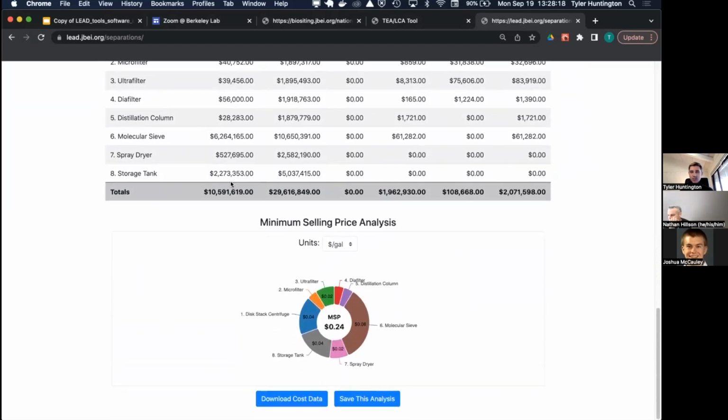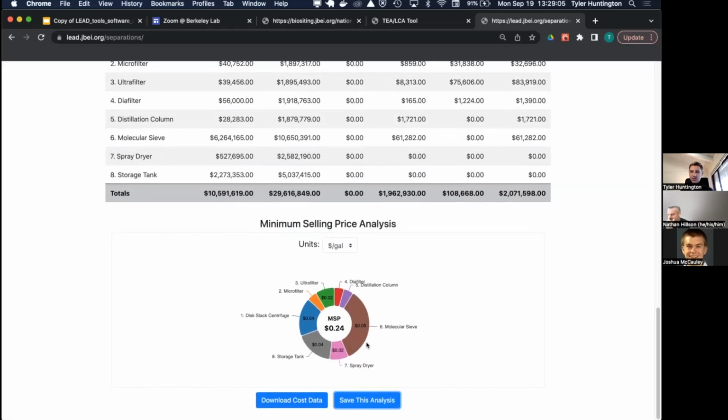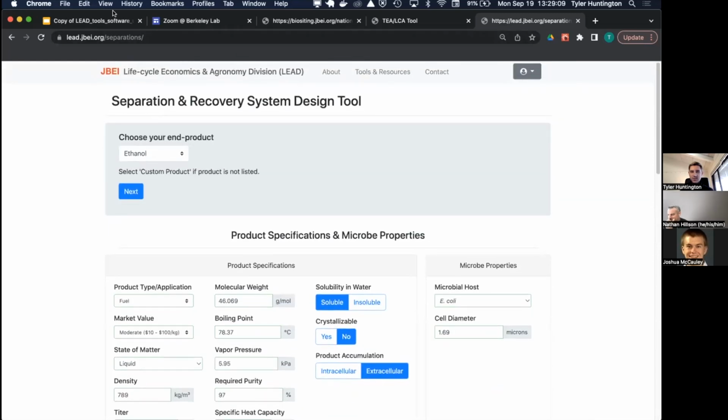So it's a nice overview of the cost side of things, and then we actually do a cash flow analysis to give you an idea of your minimum selling price. Here is a little misleading because it's just the separation system, so it really should say minimum separations price, because this would be embedded within a larger system that involved all the upstream steps to get to your recovery and separation process, and you'd want to account for those in your ultimate cash flow analysis. But like before, you can download this data into a CSV or also save this analysis into your library of analyses, your user account. So that's the separations and recovery tool.